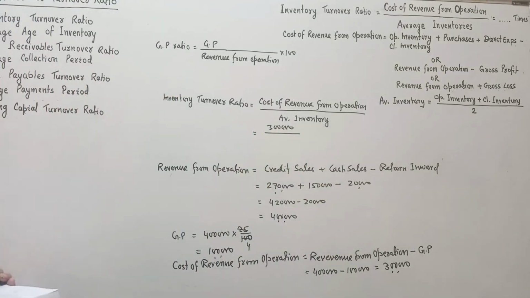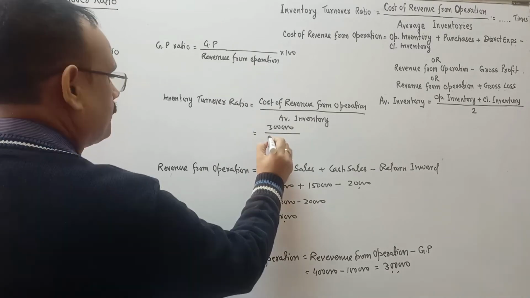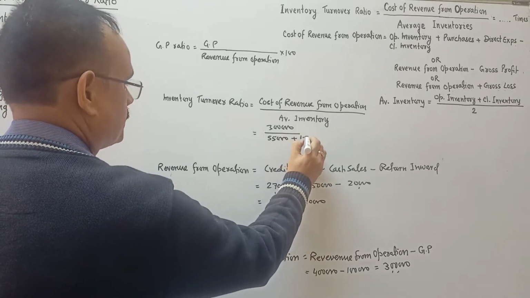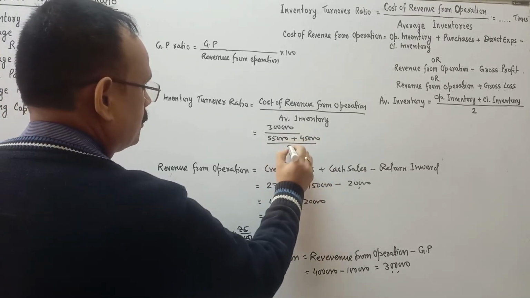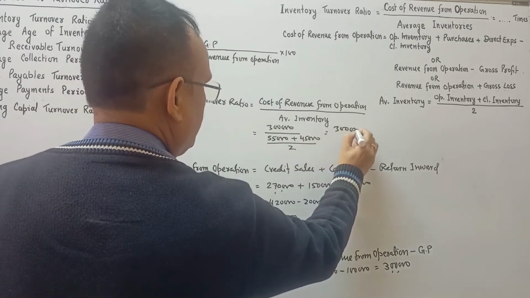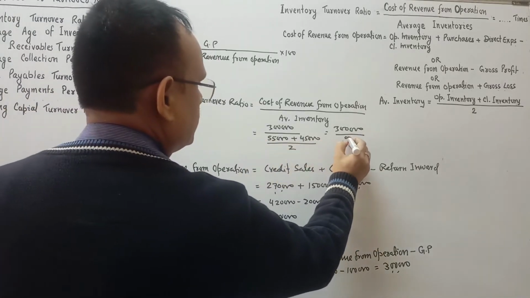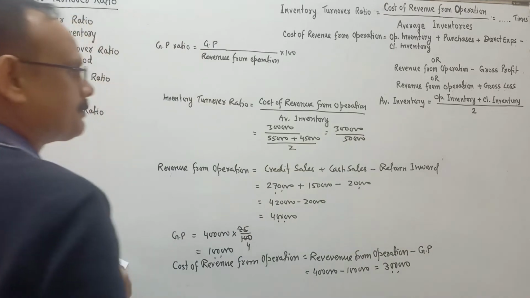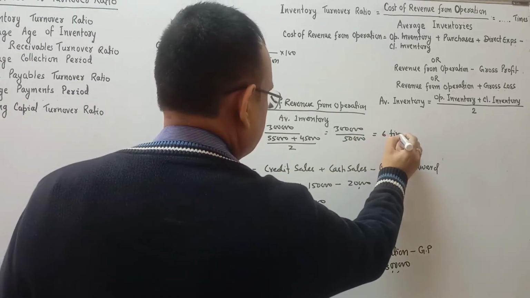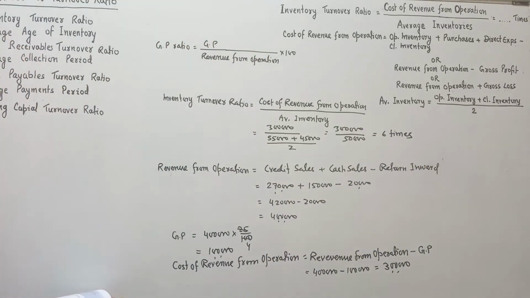Now opening and closing inventory has been given. Opening inventory is 55,000 plus closing inventory is 45,000 upon 2, then it's the average inventory. So 3 lakhs upon, total is 1 lakh upon 2, 50,000. Okay, it is 50,000. So 6 times. Answer is 6 times. Okay.